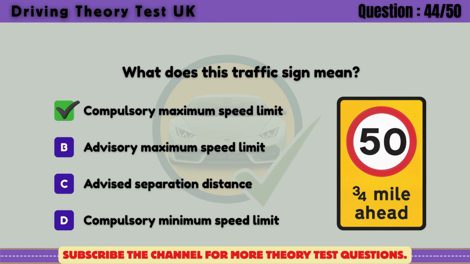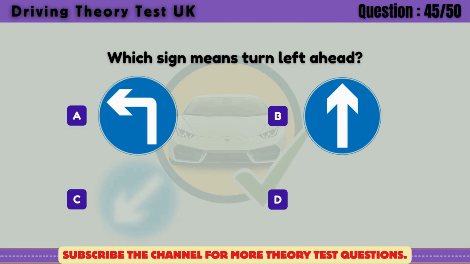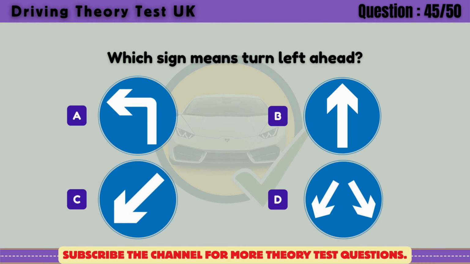Answer is A. Compulsory maximum speed limit. The sign gives you an early warning of a speed restriction. If you're traveling at a higher speed, slow down in good time. You could come across queuing traffic due to roadworks or temporary obstruction. Question 45. Which sign means turn left ahead?